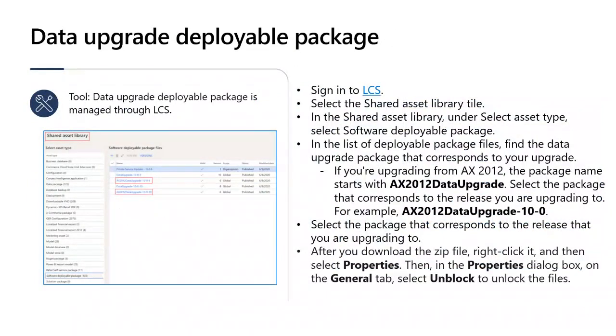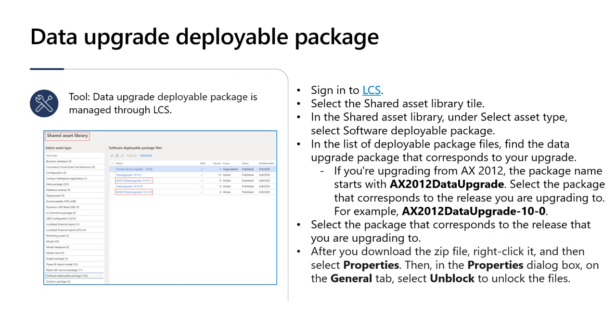For executing data upgrade, we need to use the data upgrade deployable package. So let's understand the data upgrade deployable package. The data upgrade deployable package is managed through LCS. To get the latest data upgrade deployable package for a target environment that is running the latest FNO update, download the latest binary updates from the LCS shared asset library. The naming convention used in LCS is AX2012 data upgrade 10-0-X, where X will be the version you will be upgrading to, and it will be the latest one.